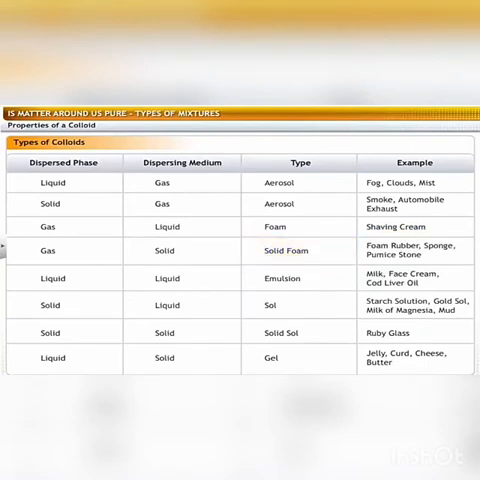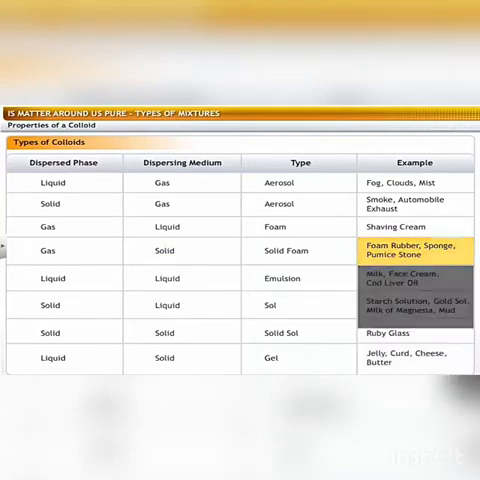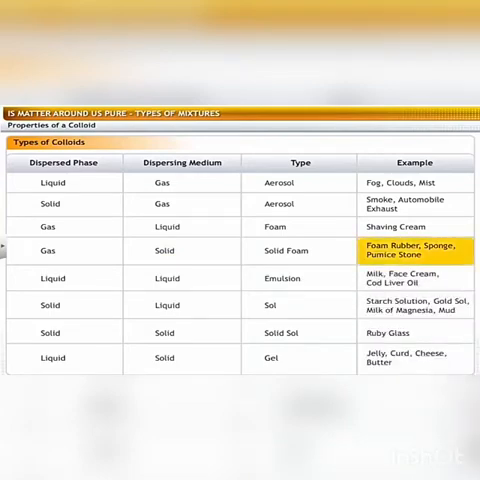Solid foam is a colloid in which a gas is the dispersed phase and a solid is the dispersing medium. Foam rubber, sponge, and pumice stone are examples of solid foam. In foam rubber, the dispersed phase is air and the dispersing medium is rubber. An emulsion is a colloidal system in which both the dispersed phase and the dispersing medium are liquids. The liquid which is the dispersed phase is not miscible with the liquid that is the dispersing medium.